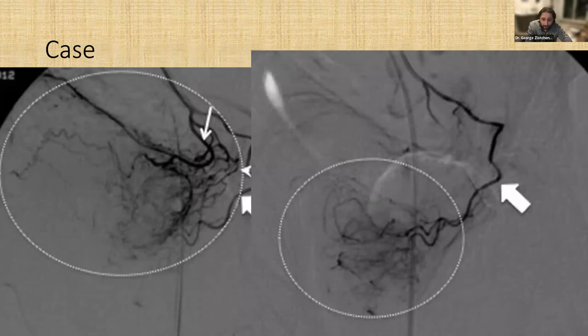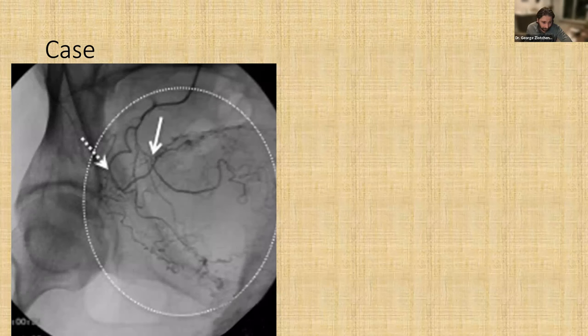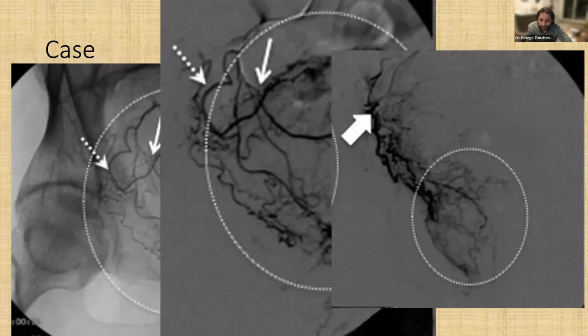This is just another one showing multiple prostate arteries. You can see that the squiggly arteries are many of them, and the prostate is pretty large in this patient. And you can see the staining of the prostate gland.